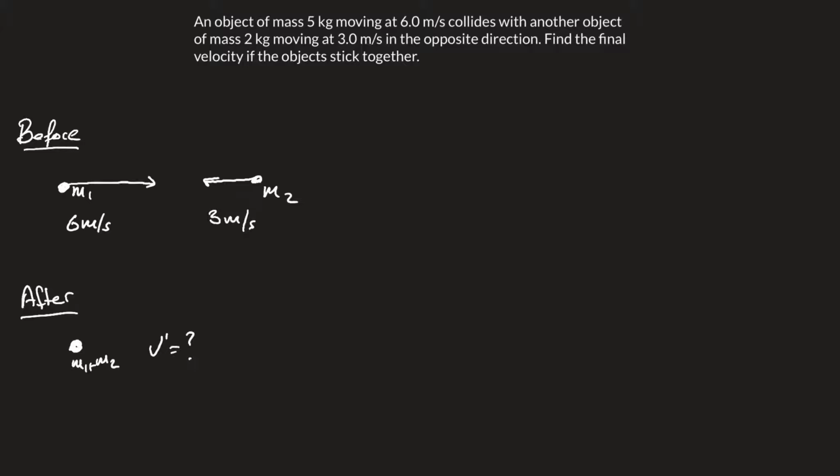So what we do know is that our initial momentum is going to be equal to our final momentum, or p prime. So what's made up of the first momentum? Well, m1 v1 plus m2 v2, and these are vector values because they do have a direction. The direction is just positive or negative direction.